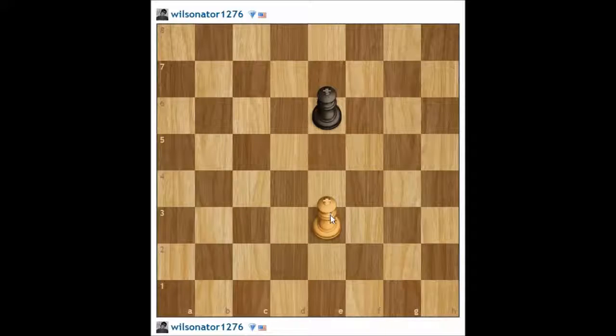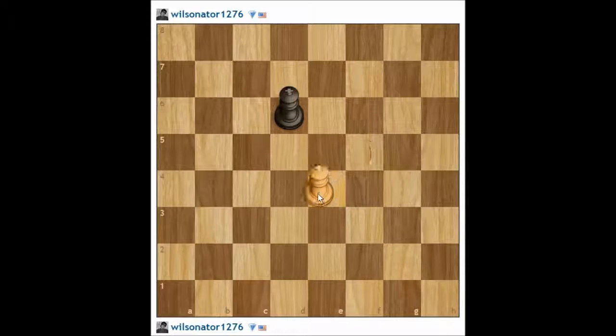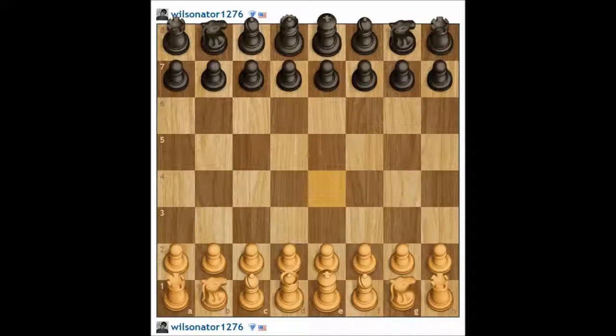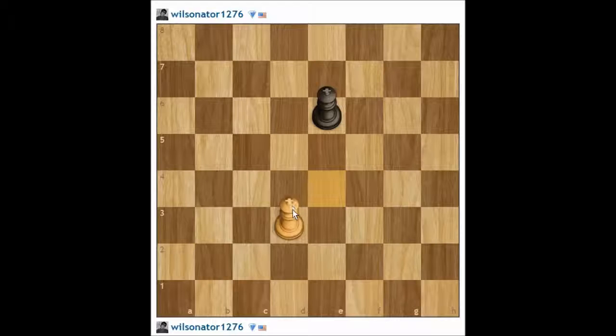So if it's white to move, he would move here, and keeping the opposition, he can now infiltrate this way, or he can keep the opposition this way as well. There is also diagonal opposition. So here on this diagonal, whoever is to move has the opposition, because now black's king must concede a square.